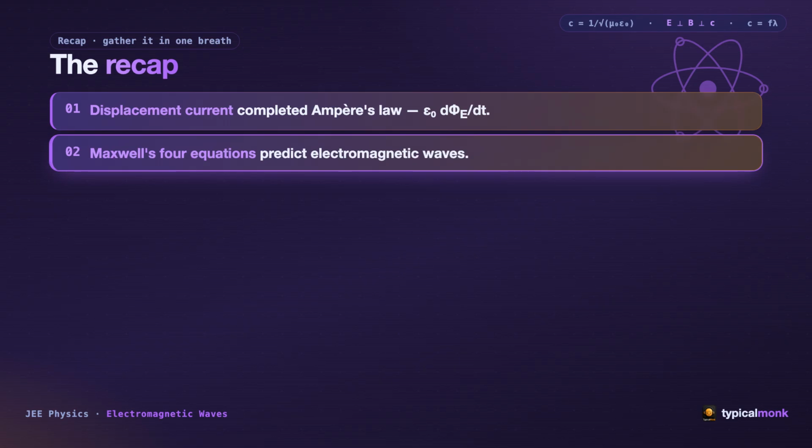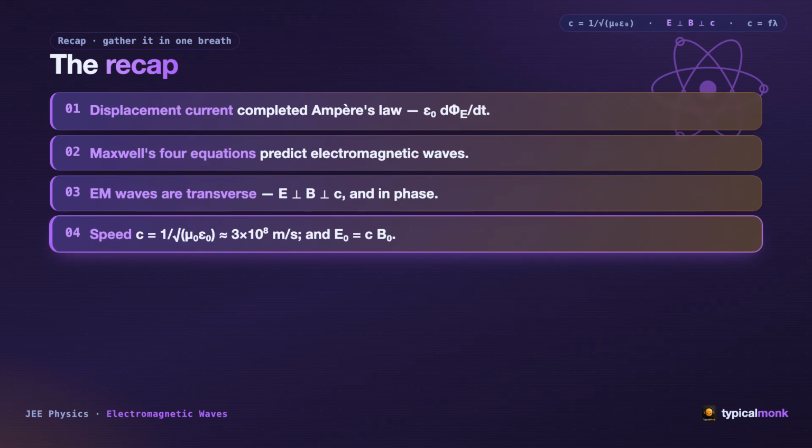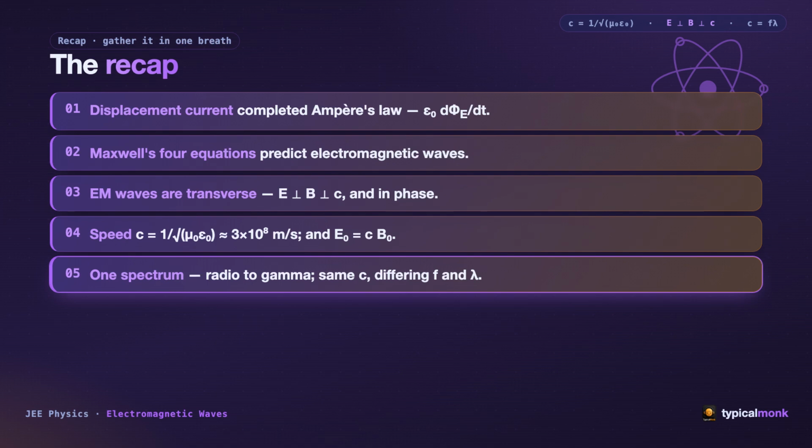Maxwell's 4 equations predict electromagnetic waves. These waves are transverse, E perpendicular to B perpendicular to c, and in phase. The speed c equals 1 over the root of mu naught epsilon naught, about 3 times 10 to the 8 meters per second, and E naught equals c times B naught. One spectrum, from radio to gamma, the same speed c, differing only in frequency and wavelength.